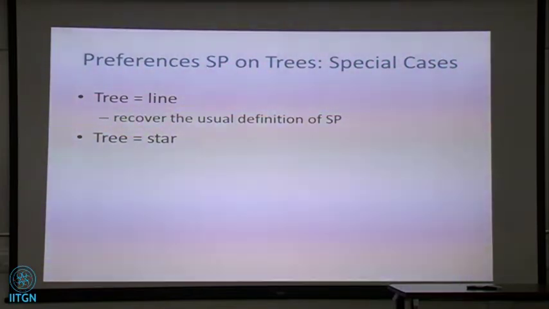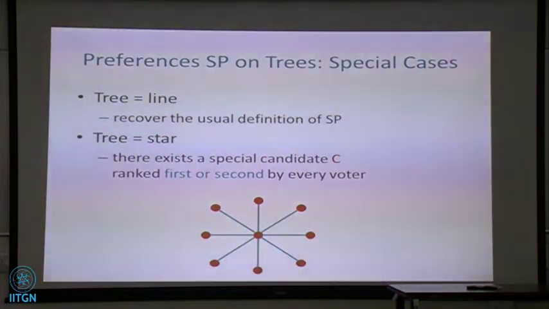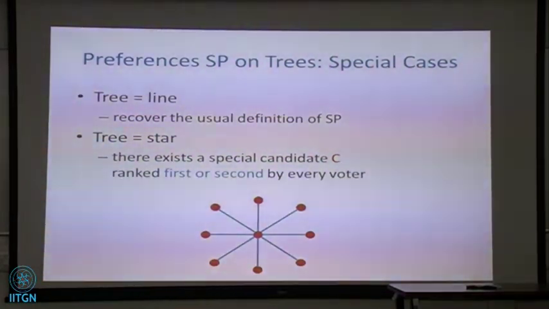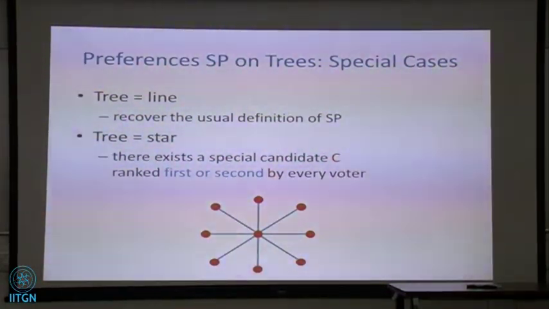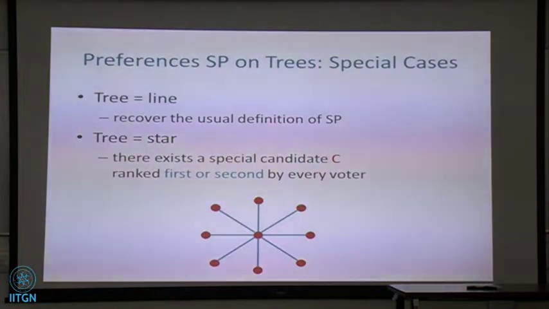So this is a characterization: there exists a special candidate ranked first or second by every voter. This is exactly when preference is single peaked on a star. That in particular tells you that being single peaked on a tree is not a very strong restriction. You can take an arbitrary profile, introduce a dummy candidate, put him in the first position in every vote, and you get preferences single peaked on a star.